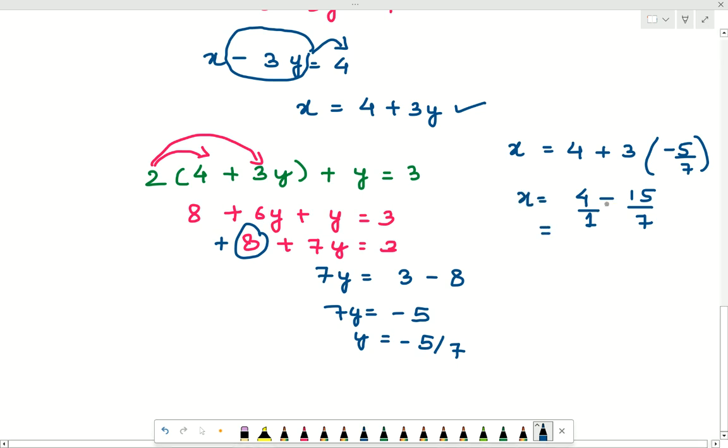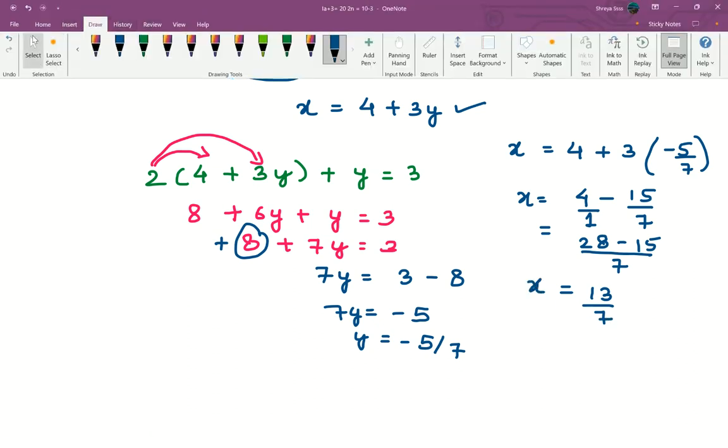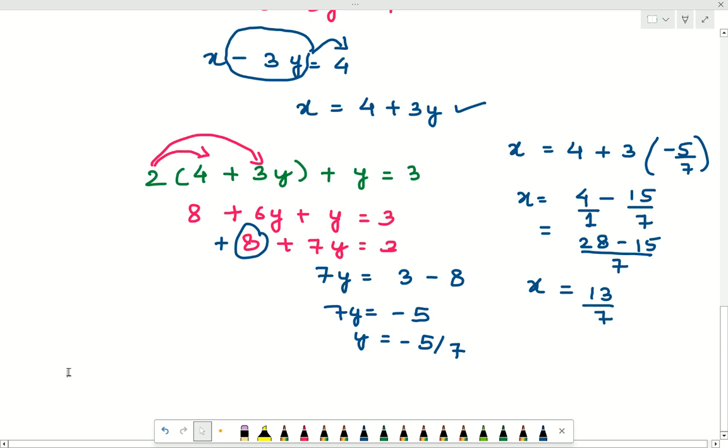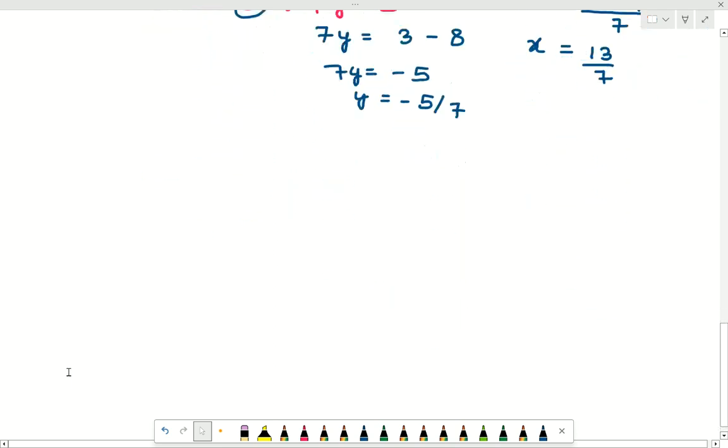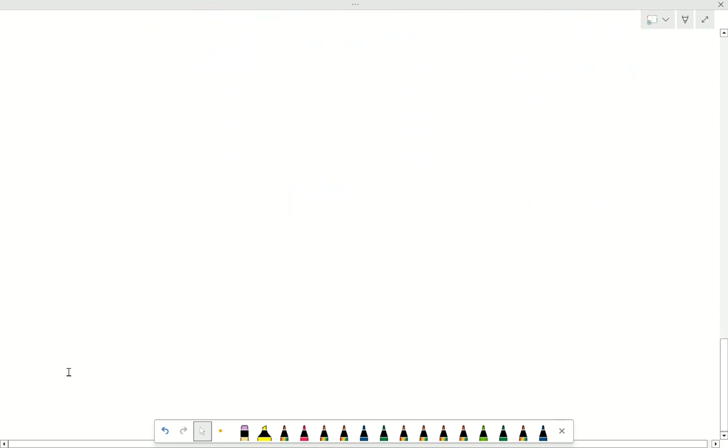Now you just have to find the LCM and then solve it. What I mean by that, LCM of 1 and 7, because there was no number here, so you can simply put a 1 here. It will be 7. You need to multiply 7 here, that would be 28. 7 4s are 28 minus 15. That is going to be 13 by 7. That's the value of x. So that is how we do the substitution method. Right? Substitution simply means putting one in the place of another.